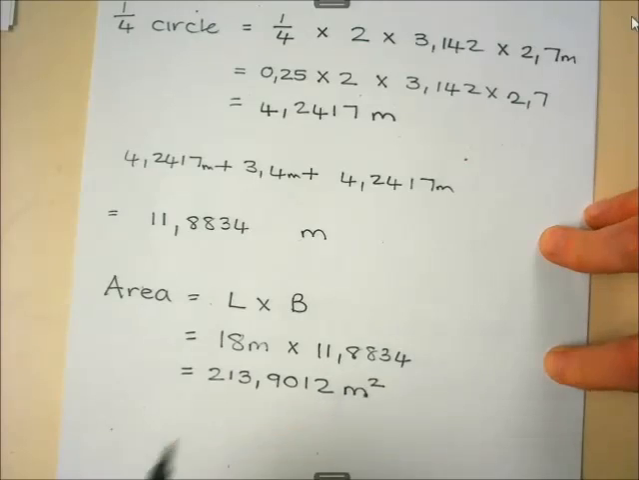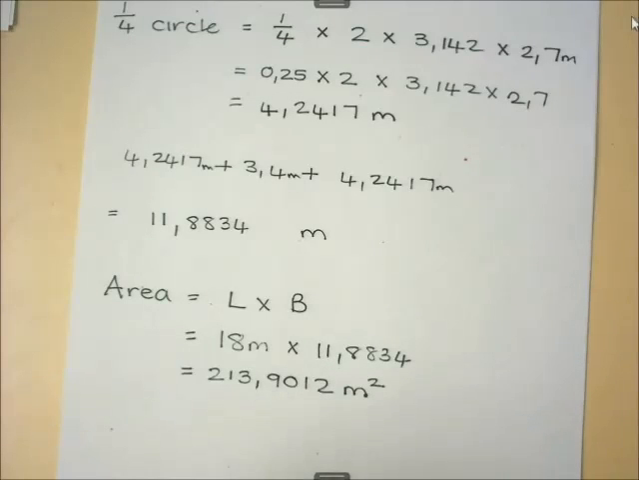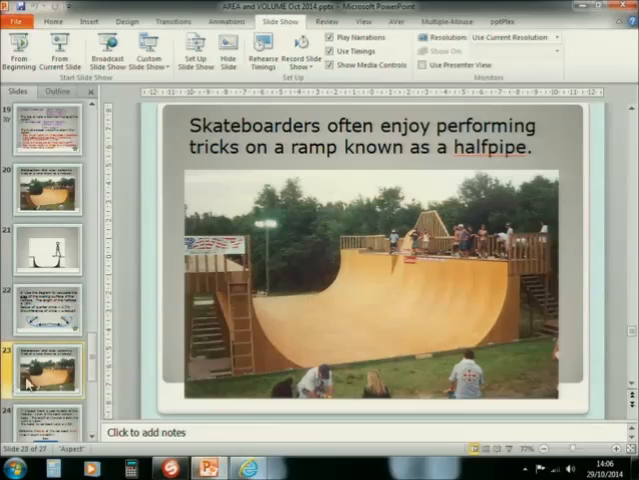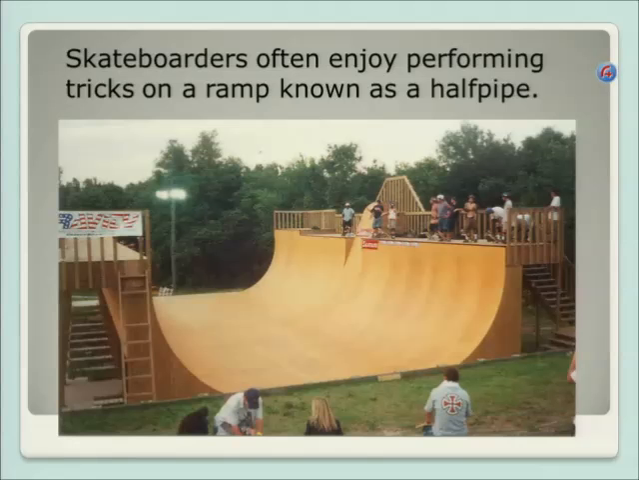Yes, squared, good. It's 213,9012 meters squared. So that's the total area of that half pipe. All right, so then he's got an area of 213,9012 meters squared. But now we must round it off and get 213,90 meters squared. That will be our final answer because we have to round off to the second decimal.